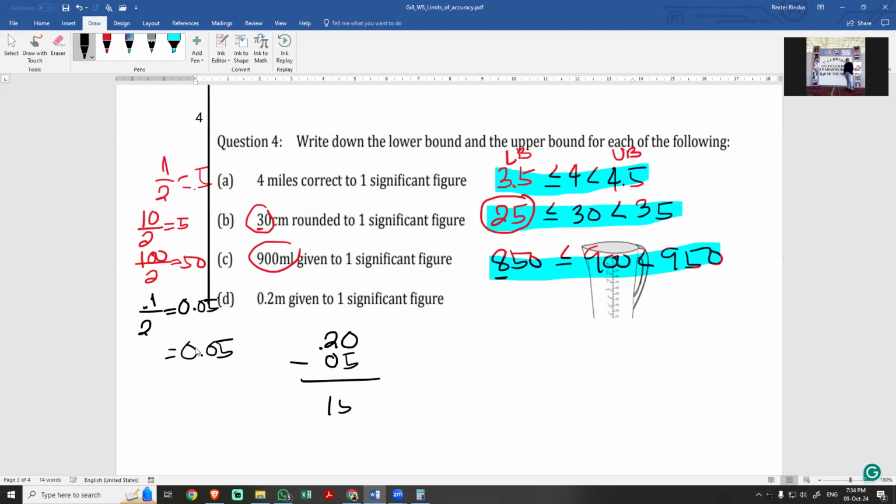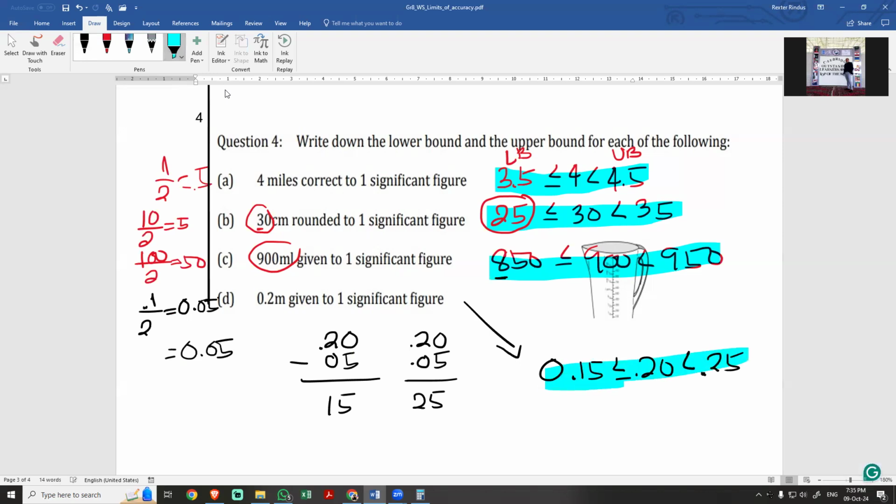So that will become 0.15. The other one is 0.20, and then 0.05, which will give us 0.25. So the answer for this question is 0.15 less than or equal to 0.20, or 0.2, which is less than 0.25. So this will be your final answer on letter D. So I hope you understand that.